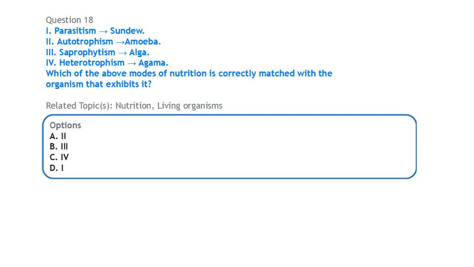Heterotrophism is the opposite of autotrophism. It is a nutrition in which the organism is not able to manufacture its food, and that applies to the agama lizard. The agama lizard is an animal and it cannot photosynthesize, so it feeds on ready-made food, insects and others. So the agama lizard is a heterotroph. This is the correct match here.